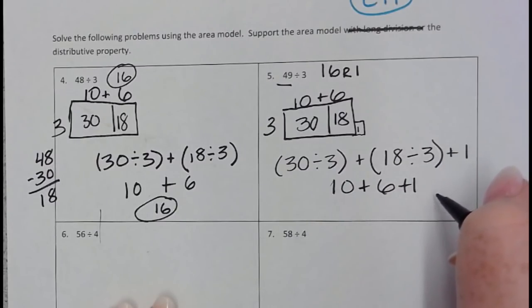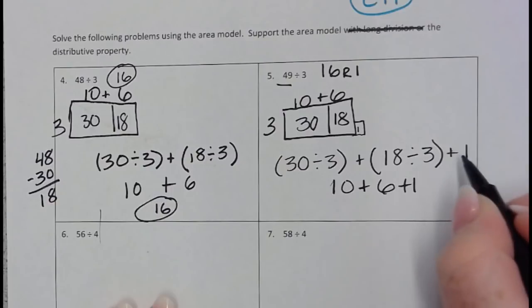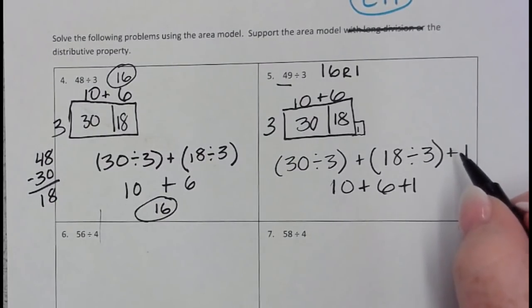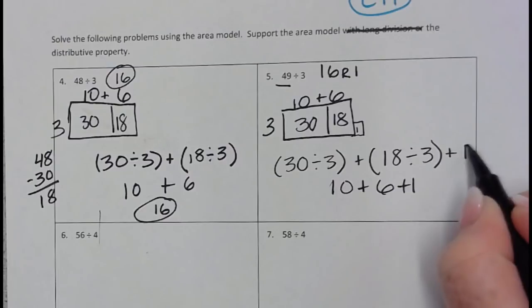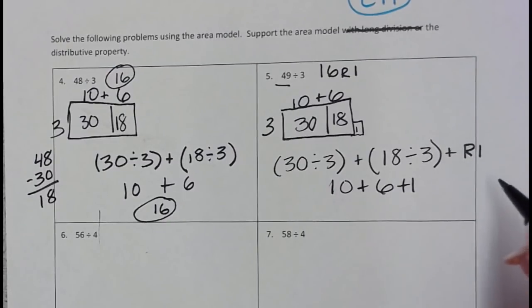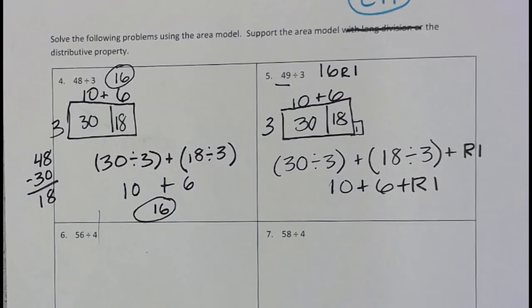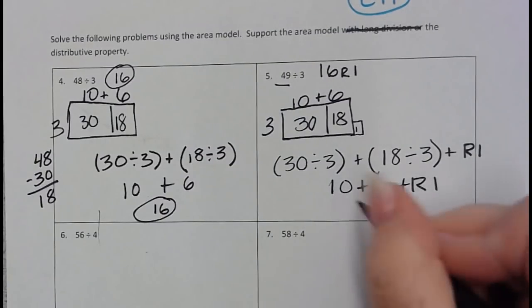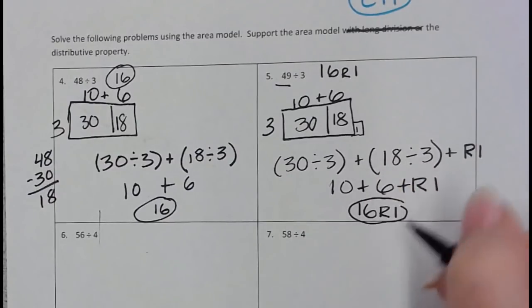Okay, 10 plus 6. And actually, let me back up a little bit. So we've got that 1, okay? That plus 1 there is not going to be added, okay? It's going to be our remainder, okay? And so we need to label it. So I'm going to change that 1 right there to a remainder of 1. And that way here I can say plus a remainder of 1. Okay, so 10 plus 6 is 16 with our remainder of 1.